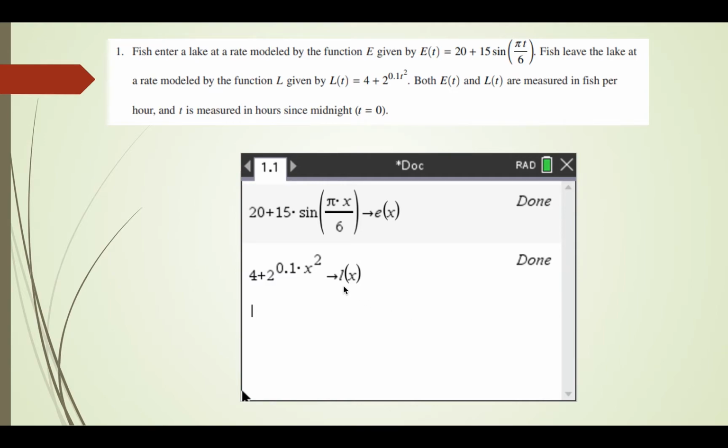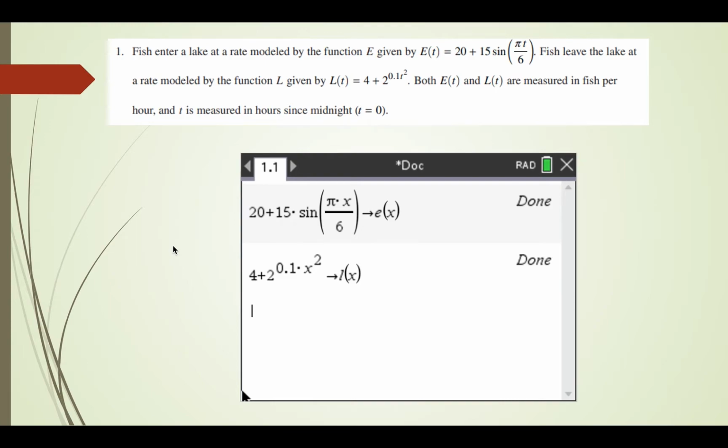Just be really careful as you're entering. One thing I recommend is to put a multiplication symbol between the 15 and the sine. Oftentimes leaving that out can cause issues, so just be careful as you're typing these functions in. Be sure to double check them so you don't have any typos, because that would be terrible if you did the entire problem correctly but have a silly typo in your functions that messes up all of your answers. So be careful there.